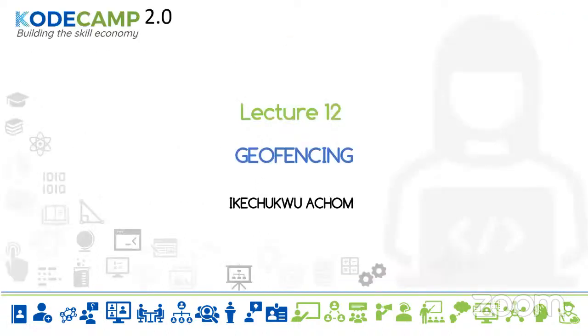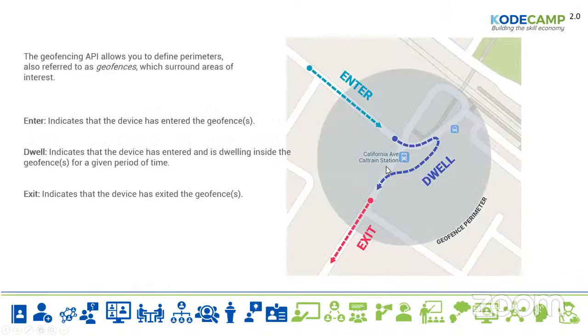Okay, so like I said, my name is KodeCamp, and we'll be talking about geofencing today. So let's just get right into it. Geofencing is actually an API that allows you to define perimeters, and these perimeters are called geofences. They surround areas of interest.